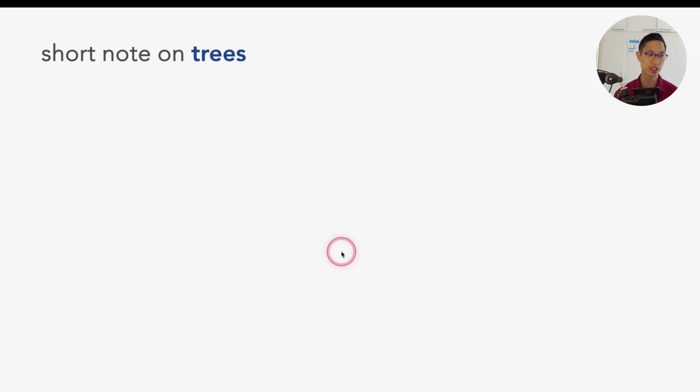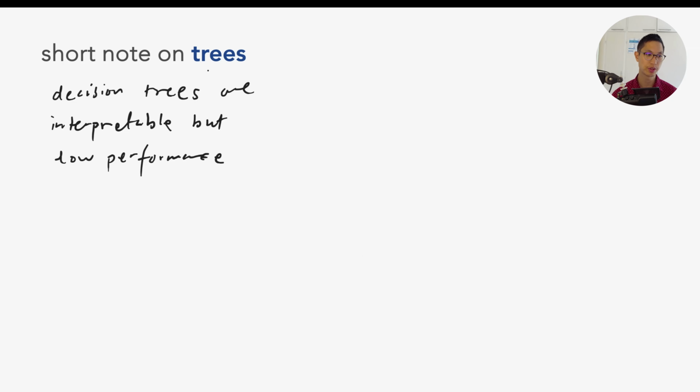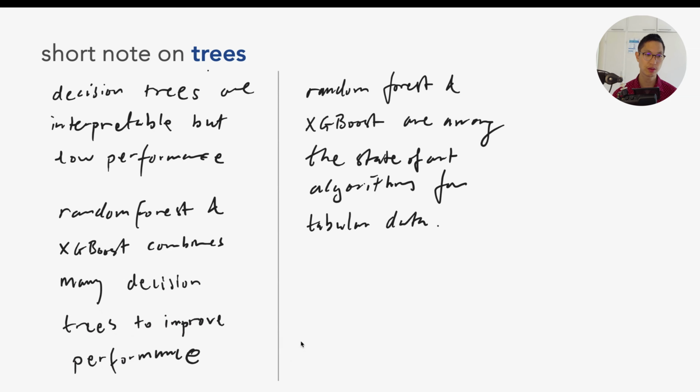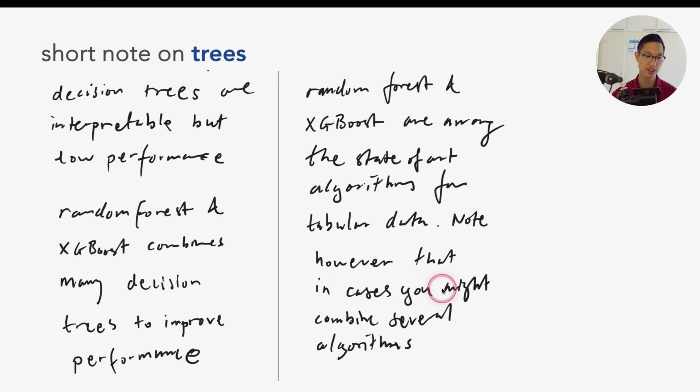Okay, short note on trees. Decision trees are interpretable but low performance. Random Forest and XGBoost combine many decision trees to improve the performance. Random Forest and XGBoost are among the state-of-the-art algorithms for tabular data. Also, something to note is that in some cases you might combine several algorithms. You may be combining trees with something else, and you can combine several trees. You can also do some kind of ensemble, and you can do some majority voting, etc. So this is something to note.